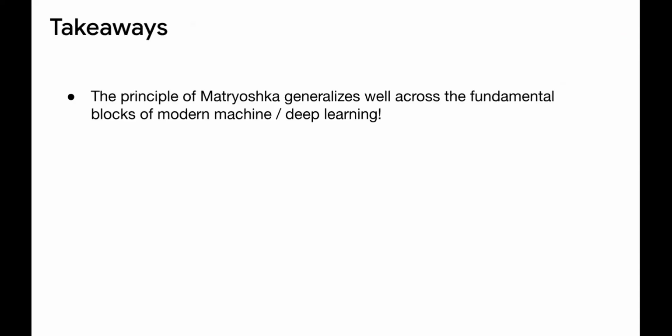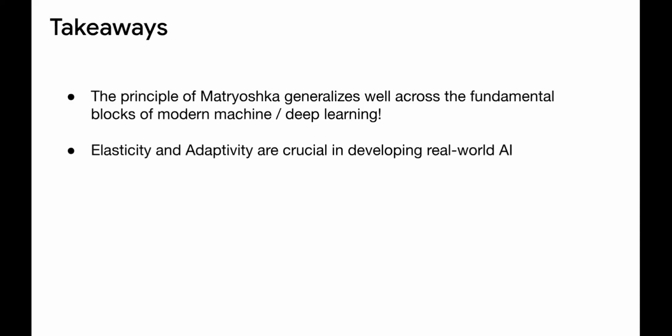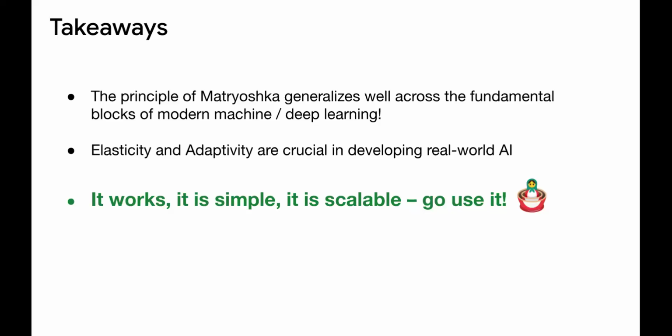Anyway, at a high level, the takeaways are: this is a very simple technique. It generalizes extremely well. I have rarely seen a simple fundamental block which was not affected by this, and it just works really well. It scales to billions, if not trillions, of tokens. Elasticity and adaptivity will be crucial and are already deployed in real-world AI. As academics, we also benefit from multiple models coming from one single shot, and you can study them a lot better with one training. It's just simple, it works, it's scalable, and easy to use. Thank you.